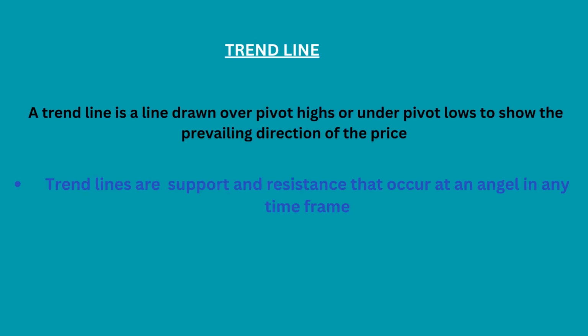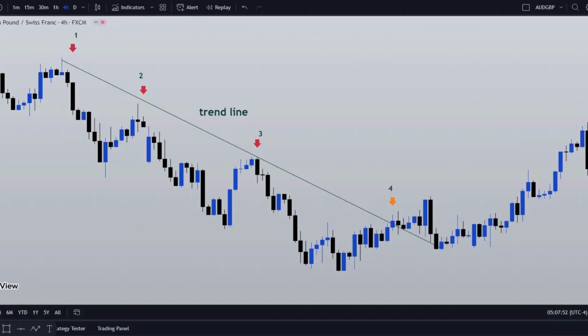Lastly, trend line. It frequently acts as an inducement. A trend line is a line drawn over pivot highs or under pivot lows to show the prevailing direction of price. In simple terms, trend lines are support and resistance that occur at an angle in any time frame. Most retail traders consider trend lines as their possible entry points and get induced into the market. For example, here we have this trend line that the price touched times, so retail traders would get induced and take a short position each time price reached the trend line.